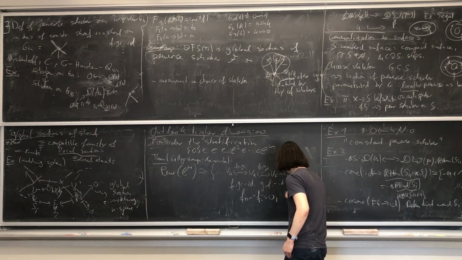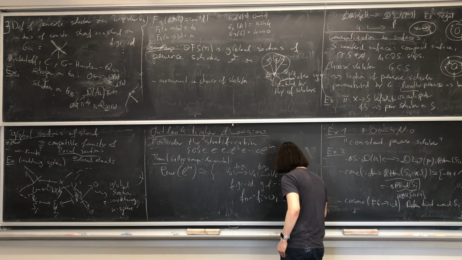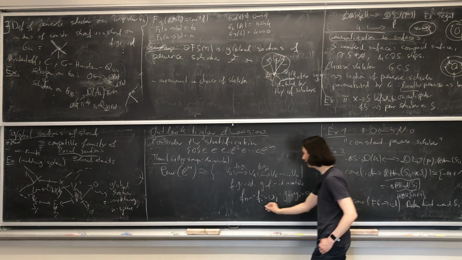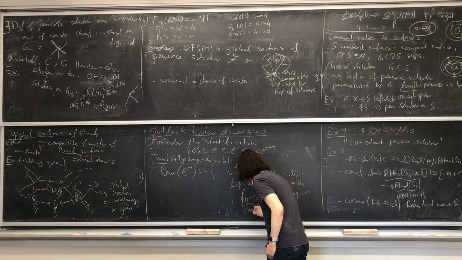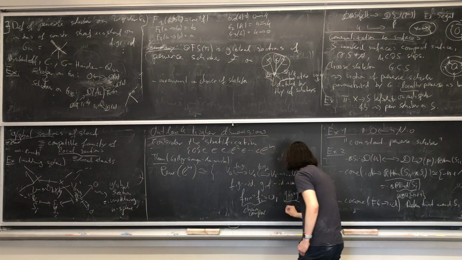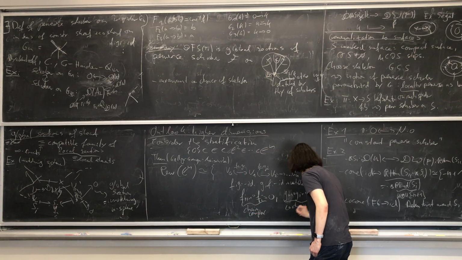And g_i minus 1 composed with g_i is 0. What does this tell you? This means you have a chain complex and a cochain complex of vector spaces.